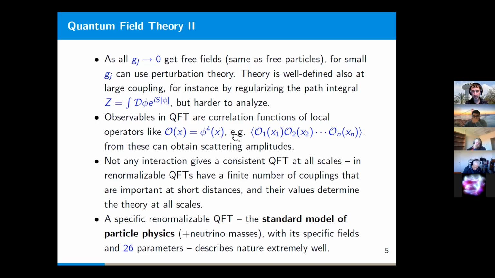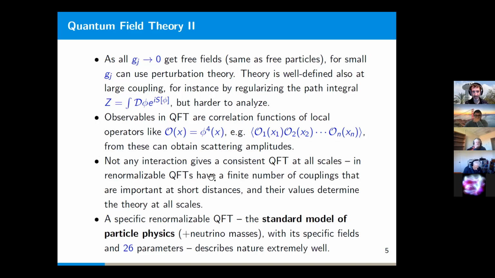Now, the typical observables in quantum field theory are correlation functions of local operators. So for instance, you could take phi to the 4th of x as an example of a local operator. And then typically what we would compute in quantum field theory would be some correlation function of these local operators. And from those, we could obtain the scattering amplitudes and all the other measurable objects in the theory.